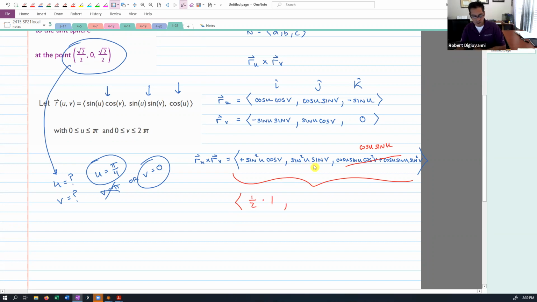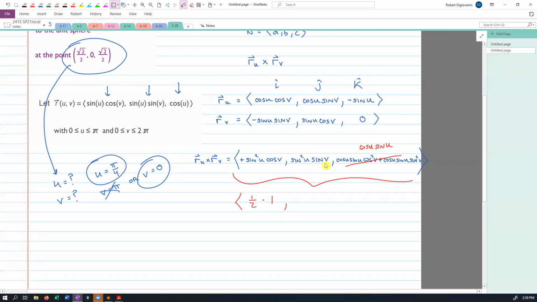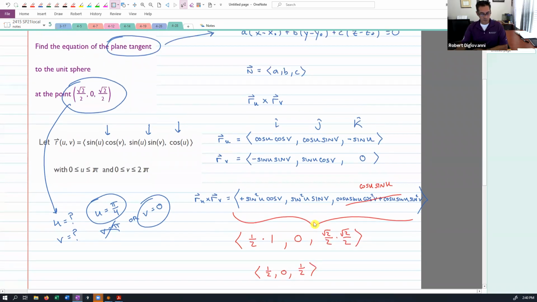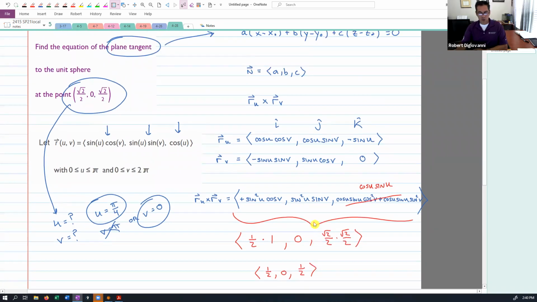Okay, now how about here? This one's going to be easy. What's sine of V? What's sine of 0? 0. Okay, so that's 0. And then over here, let's see, cosine of U. All right, cosine of U, U is pi over 4, so that's root 2 over 2 times sine of U, which is also root 2 over 2. And so it looks like we're getting 1/2, 0, 1/2 again. There's our normal vector.